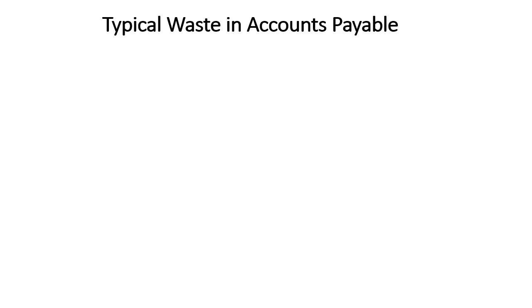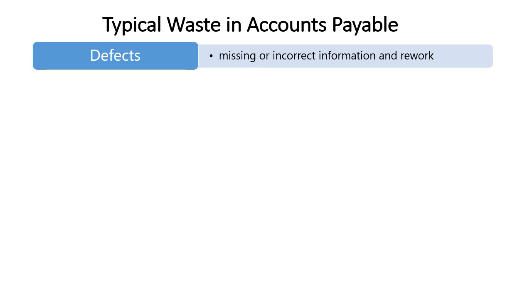Let's review typical waste which is found in the accounts payable process. Now, a lot of what I'm going to be talking about in this class is based on my personal experience in helping companies improve accounts payable. So I'm going to use the DOWNTIME acronym to just basically review the typical wastes which appear in accounts payable.